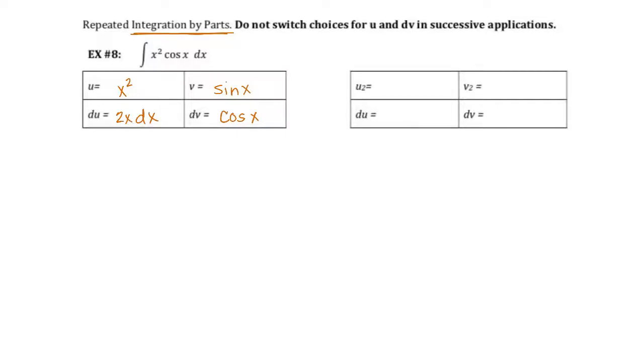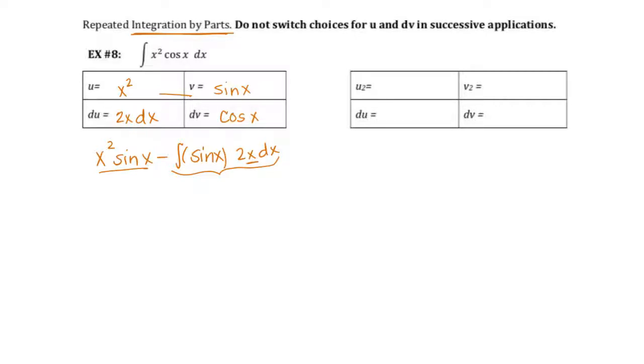So let's see what we have here. We have uv, so x squared sine x, minus the integral of v, and then du, which is going to give us 2x dx. Notice that this first part works out great and wonderful. However, this portion right here, because of that x, is going to cause us to have to do integration by parts yet again. So they've provided a second place over here.